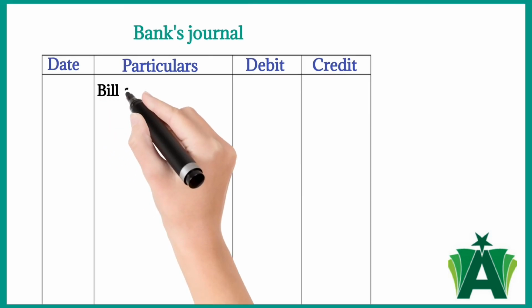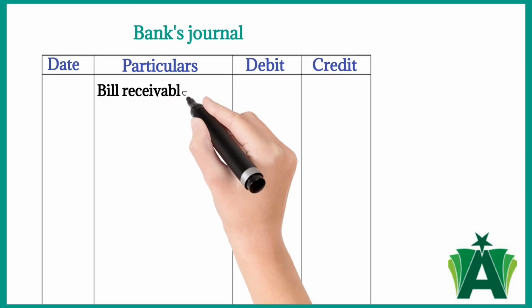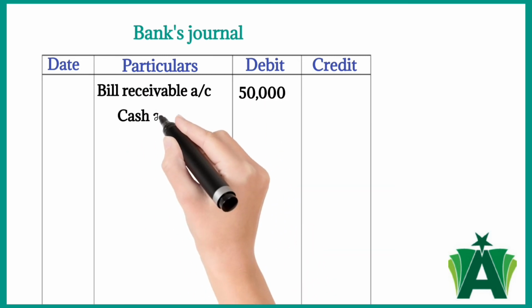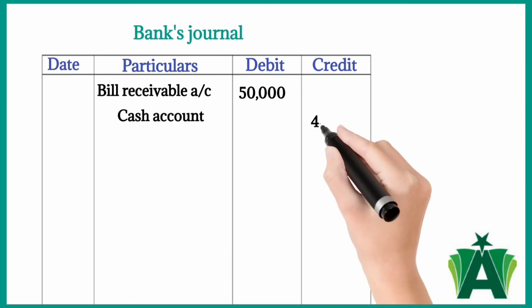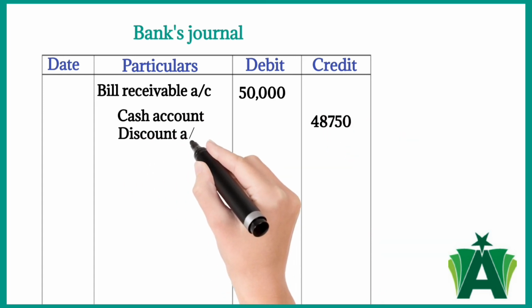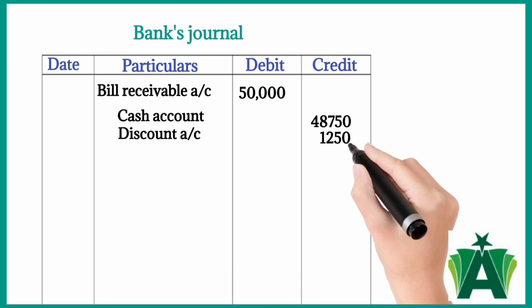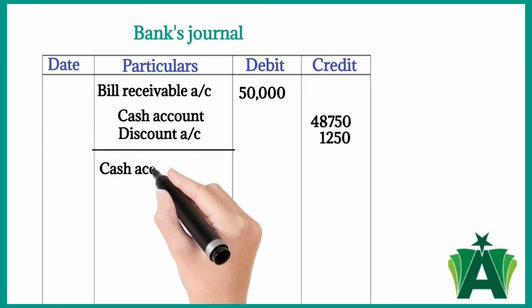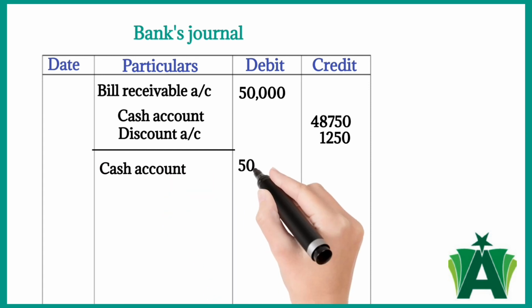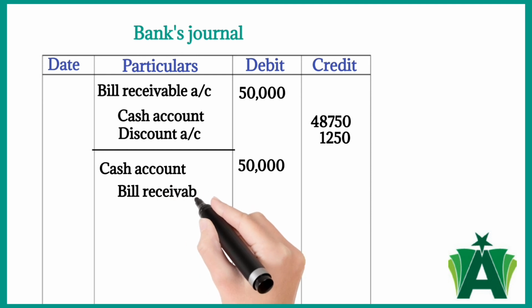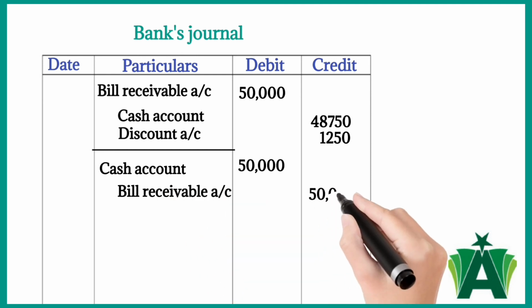Now bill receivable account is to be debited with the amount of $50,000. Cash account credit with the amount of $48,750. And discount is also credited with $1,250. On maturity, bill is honored. The entry will be cash account debit and bill receivable account credit, because assets increased and decreased in business.